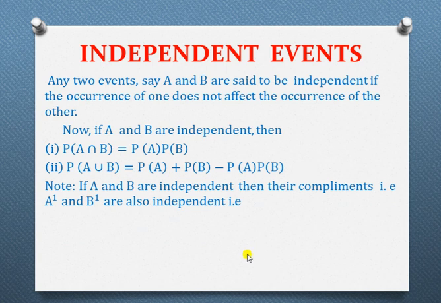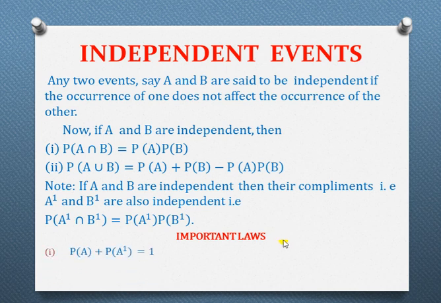Now note that if A and B are independent events, then their complements, that is to say A complement and B complement, are also independent. This is very interesting. What do we mean by this? We mean that if A complement and B complement are also independent, then the probability of their intersection is the same as the product of their probabilities. So probability of A complement intersection B complement is equal to probability of A complement times the probability of B complement.